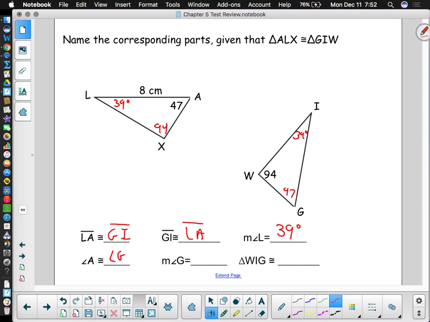Measure of angle G equals, well, I can get that one now. That's easy. 47. Notice it's a measurement. We want a number. And triangle WIG is congruent to what would be the correct corresponding order? XLA. And I need my triangle symbol, right? So symbols are important there. What are they asking for?